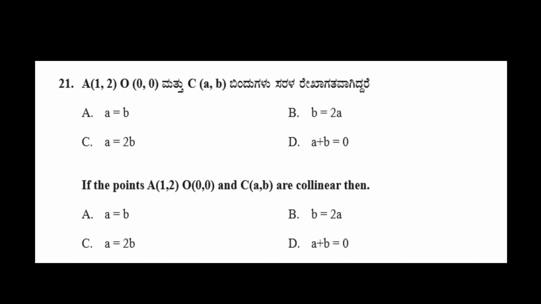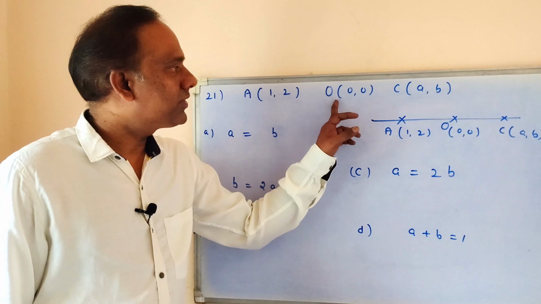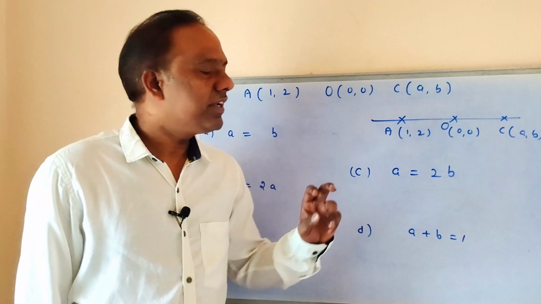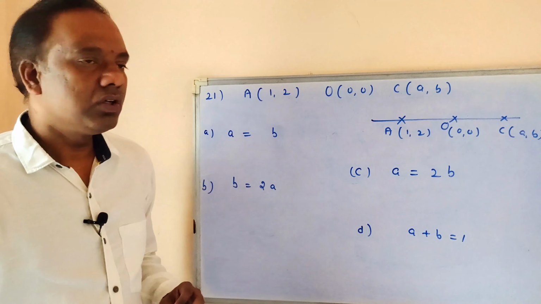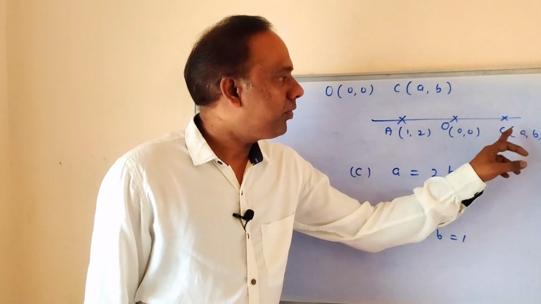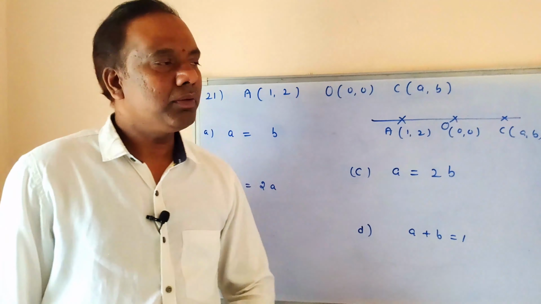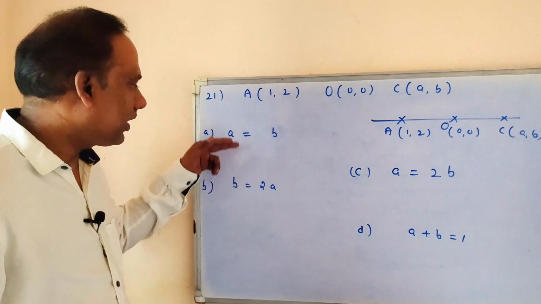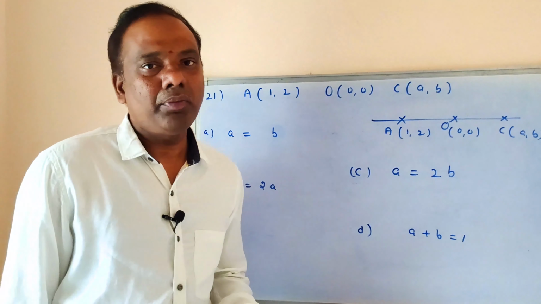Question number 21. If the points A(1, 2), O(0, 0) and C(a, b) are collinear, then option A: a is equal to b, option B: b is equal to 2a, option C: a is equal to 2b, and option D: a plus b is equal to 0. Here A is (1, 2), O is the origin (0, 0), and C is (a, b). Collinear means these 3 points are on the same line.